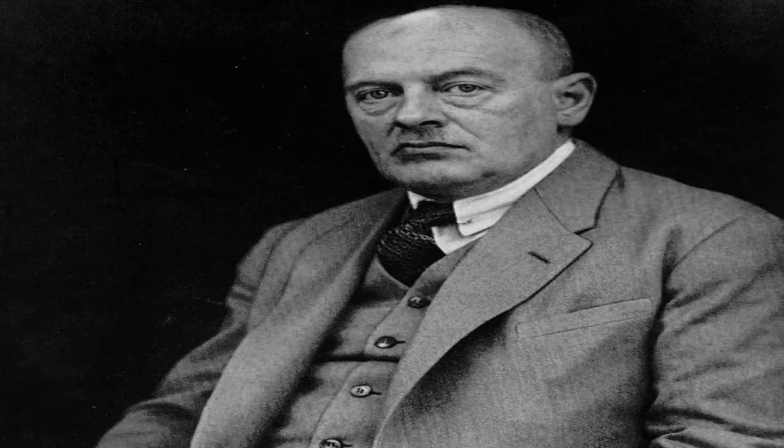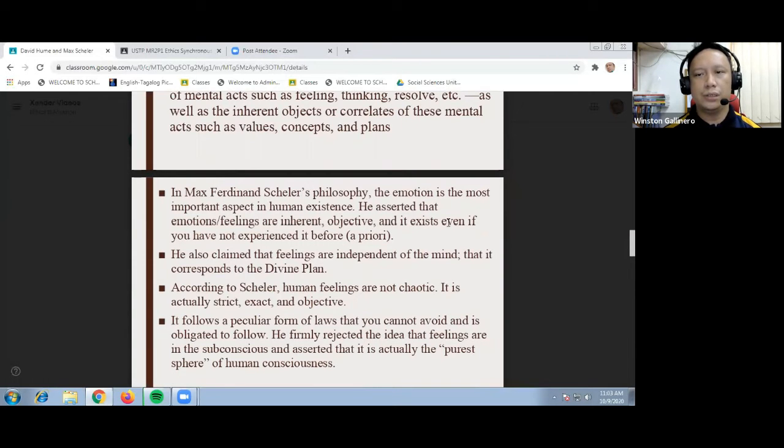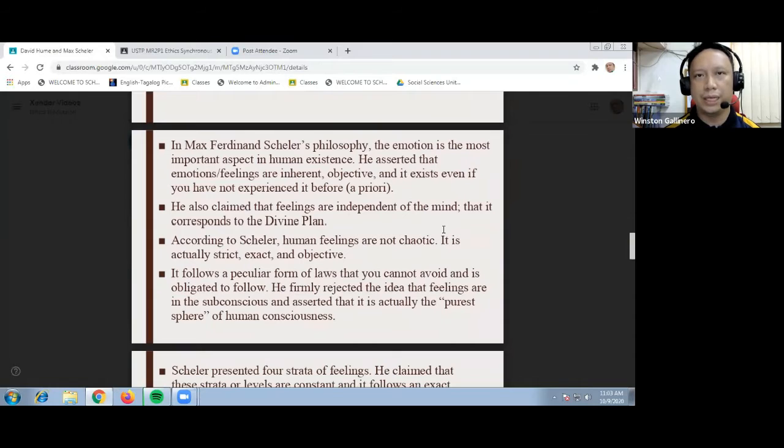Now, for Scheller's philosophy of feelings. Max Ferdinand Scheller was an important German ethical philosopher distinguished for his contributions in phenomenology, in ethics, and philosophical anthropology. As a phenomenologist, Max Scheller sought to know what comprised the structures of consciousness, including that of mental acts such as feelings, thinking, resolve, etc., as well as the inherent objects or correlates of these mental acts such as values, concepts, and plans. In Max Scheller's philosophy, the emotion is the most important aspect of human existence.